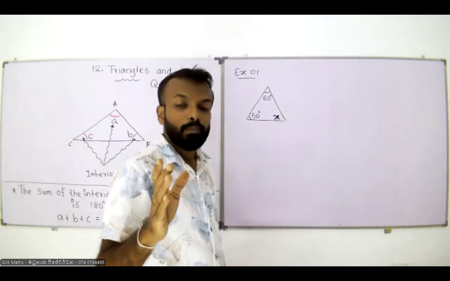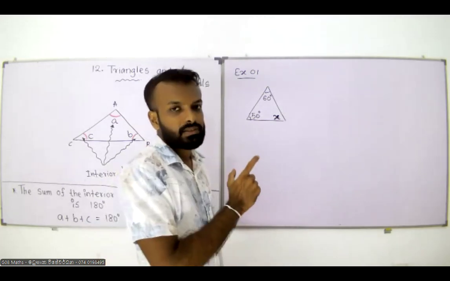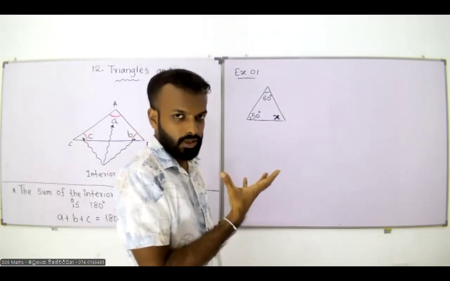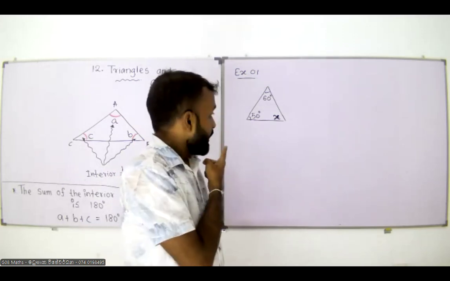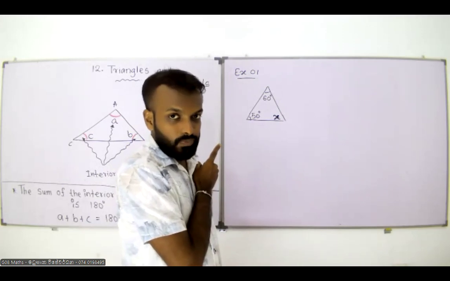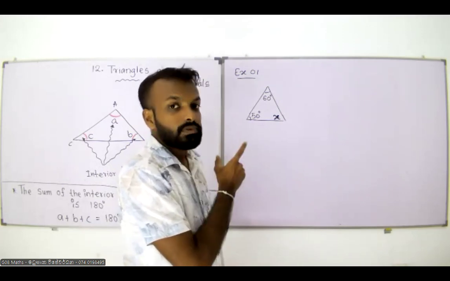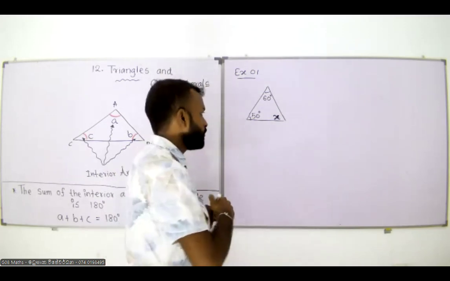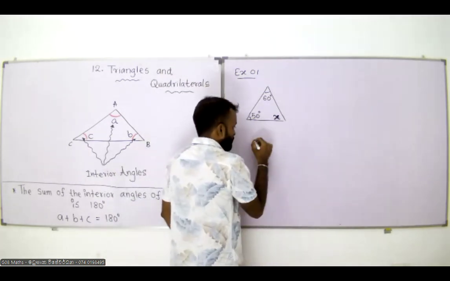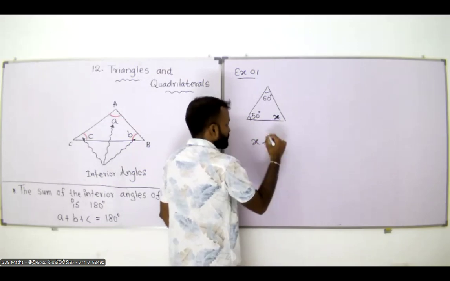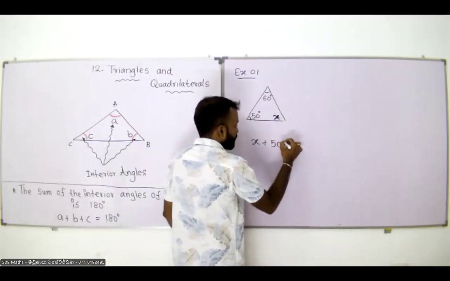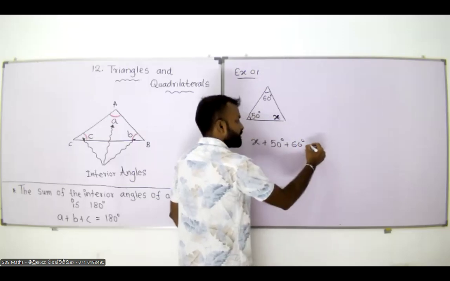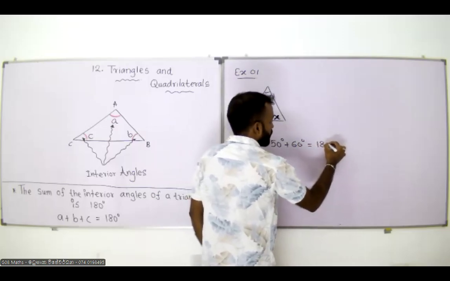Keep the unknown term in the first place when you are writing the equation. Most important thing: you are going to find X, so keep it at the first place. As an example, I will begin from X. X plus 50 degrees plus 60 degrees is equal to 180.